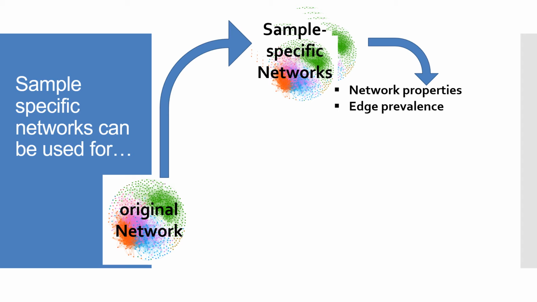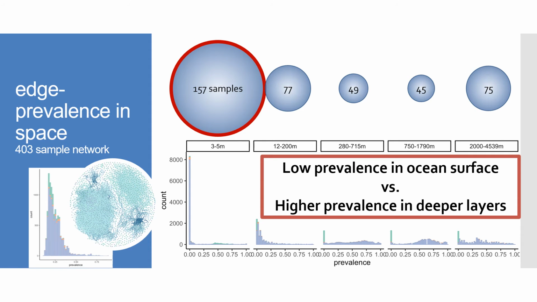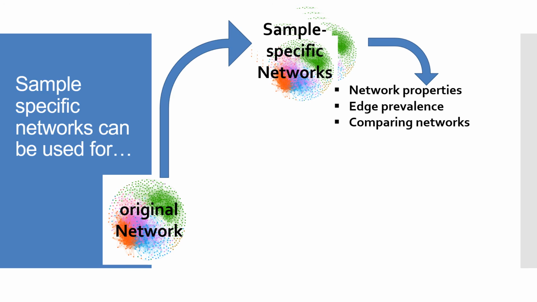Another thing we can now determine is edge prevalence, that is, the fraction of networks an edge is present in. For example, here you see the edge prevalence for the big spatial dataset. We found a low average prevalence. However, this is biased. Our dataset contained much more surface samples, and the surface samples have a high fraction of low recurrent edges. Having the sample-specific networks, we can also compare them to determine network similarity.